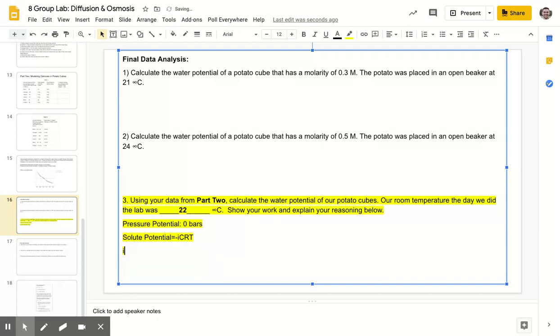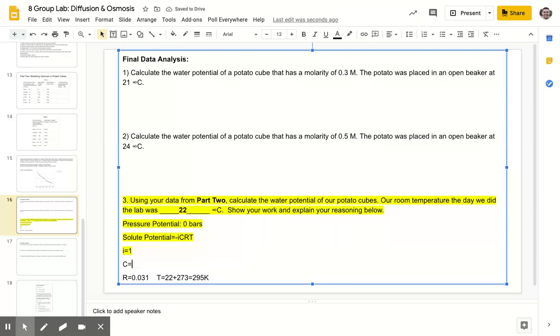First, let's talk about i. The i value is regarding our solute, which in this case is sucrose. We're working with sucrose solution, so that's the solute relevant to this experiment, and sucrose has an i value of 1. We're going to come back to the concentration in just a moment. We always know what the R value is, which is 0.0831. And the temperature is 22 degrees Celsius, but we have to adjust it to Kelvin, so we add 273 to get 295 Kelvin.